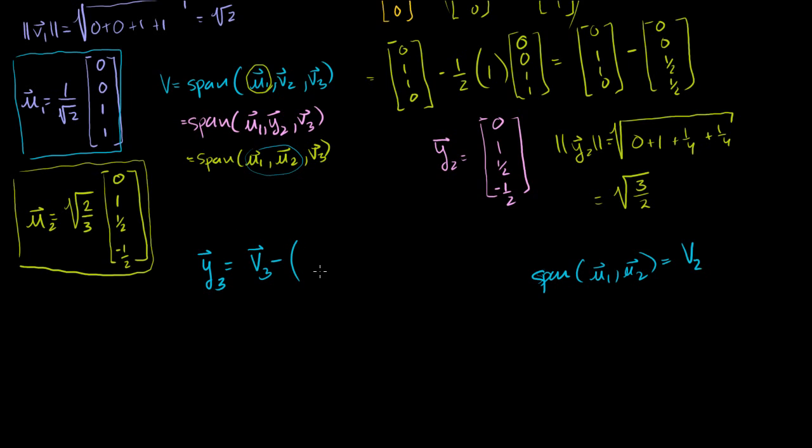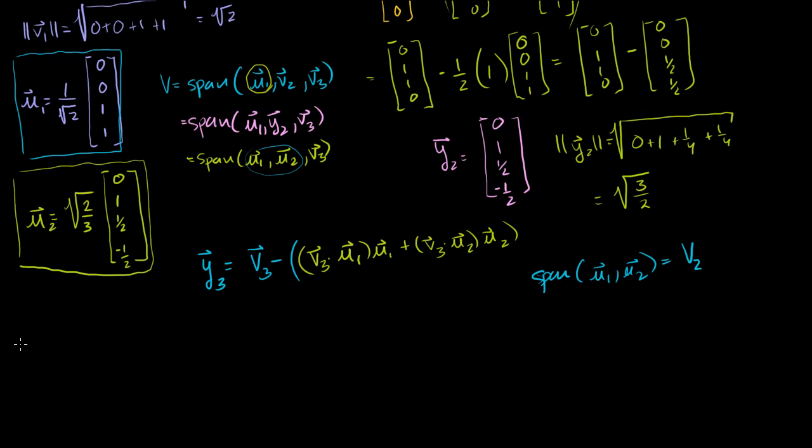And what's that going to be? That's going to be v3 dot u1 times the vector u1. And actually, plus v3 dot u2 times the vector u2. Since this is an orthonormal basis, for the projection onto it, you just take the dot product of v3 with each of the orthonormal basis vectors and multiply them times the orthonormal basis vectors. We saw that several videos ago. That's one of the neat things about orthonormal bases. So what is this going to be equal to?